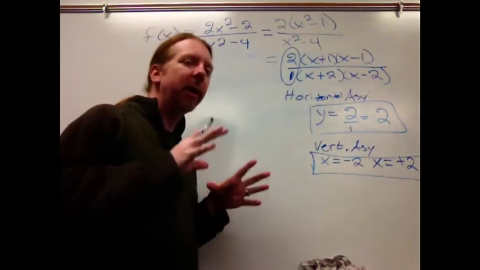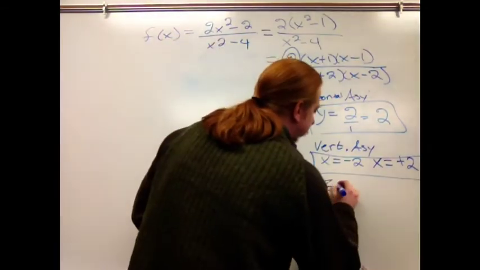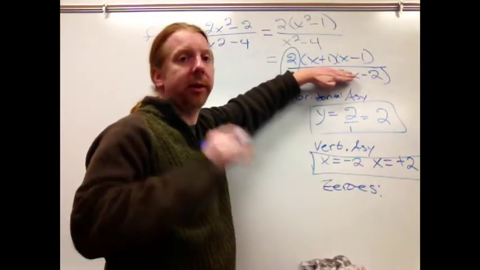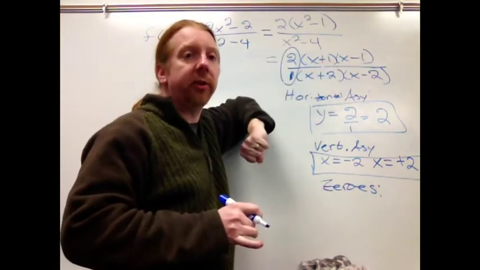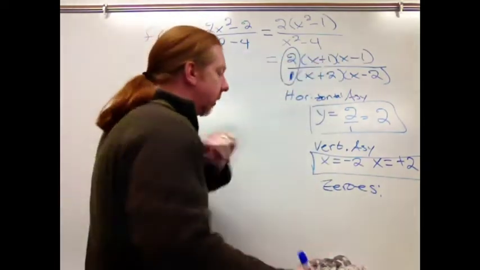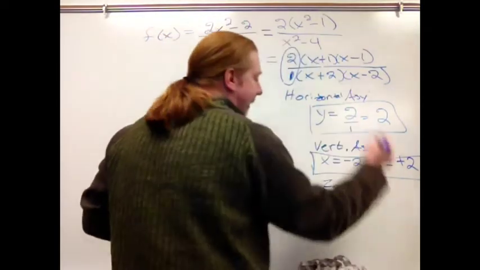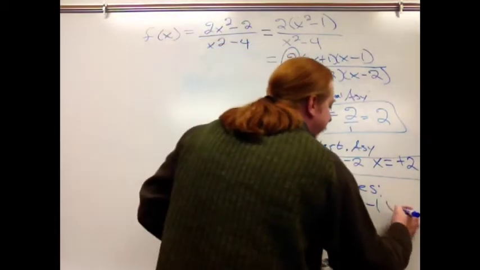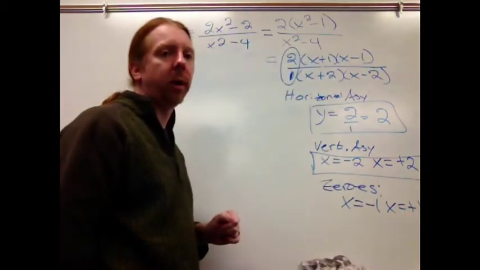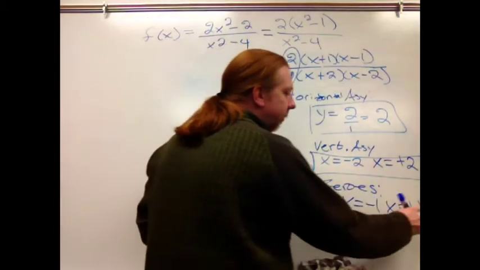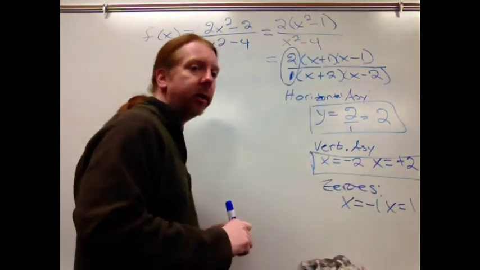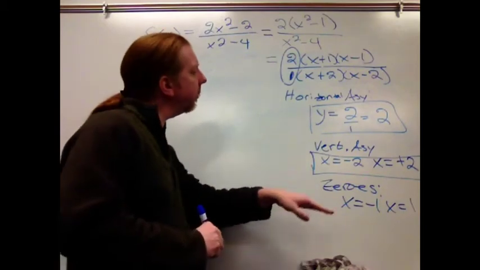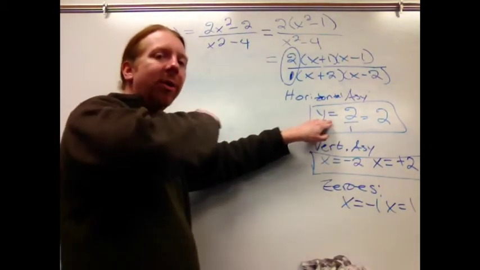The last thing I want to do is think about zeros. Now zeros are whenever the numerator is 0. So whenever this expression is 0, this x plus 1 will be 0 when x is equal to negative 1, and x minus 1 will be 0 whenever x is equal to a positive 1. So negative 1, positive 1 are my zeros. Negative 2 and positive 2 are my vertical asymptotes, and y equals 2 is my horizontal asymptote.